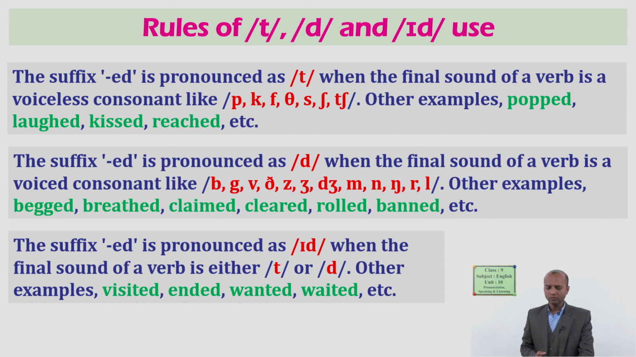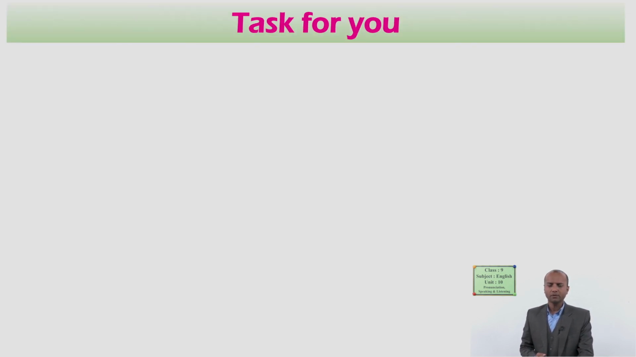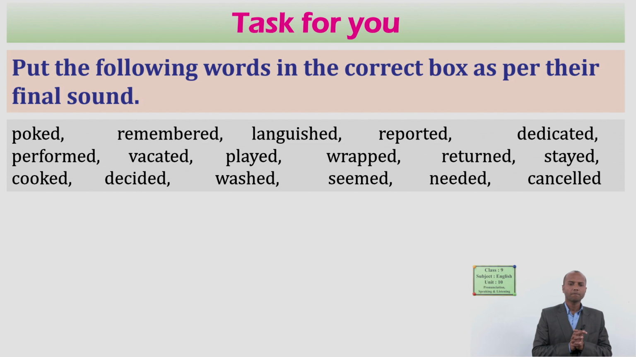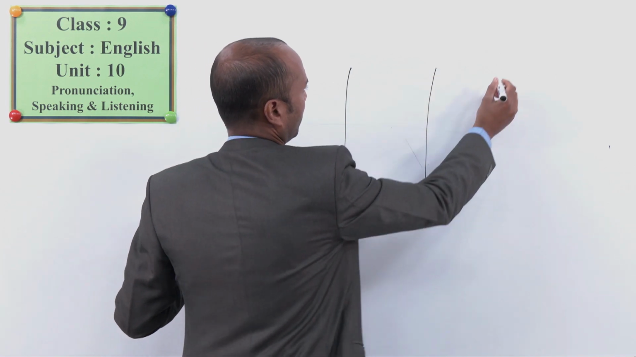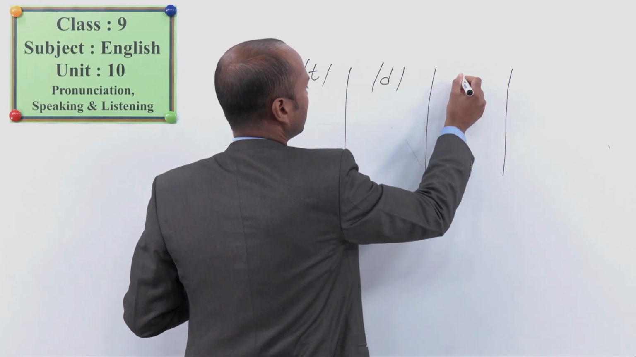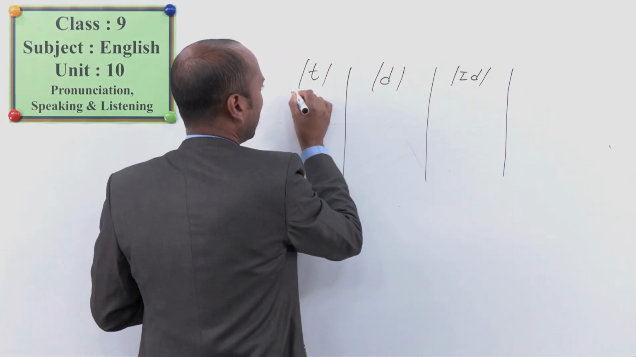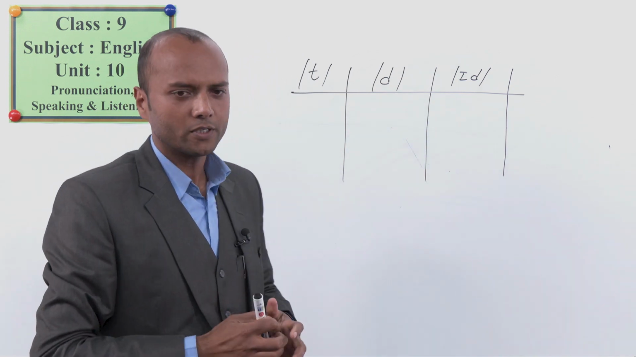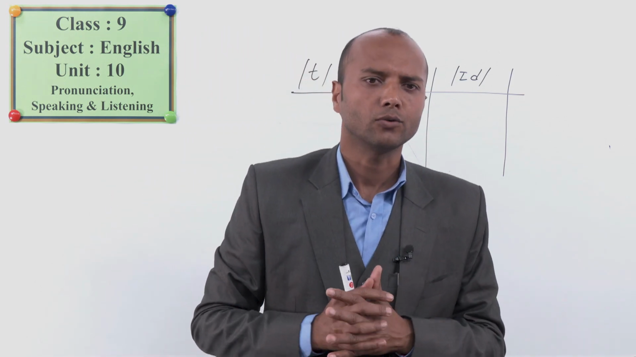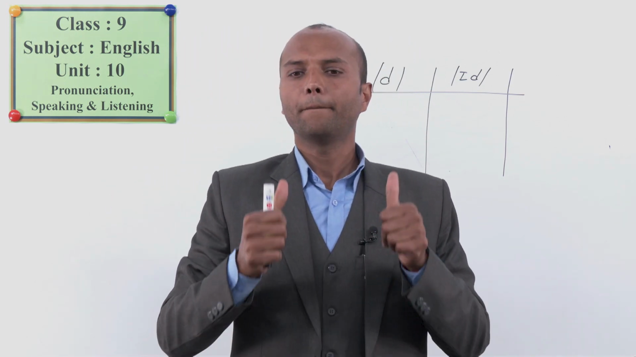Okay students, now here is a task for you. Please try to produce these words yourself and make a list of these verbs under three different headings, ta, da and id. Make three columns, write ta, da and id, and copy all these verbs yourself, and don't forget to show your task to your teacher. Is that fine? Very good.